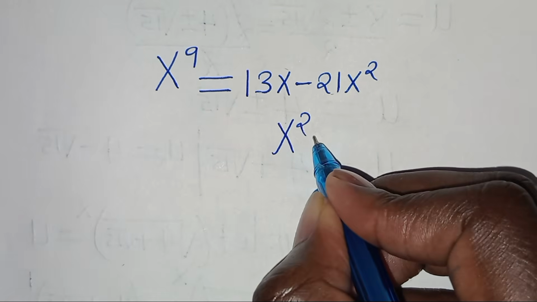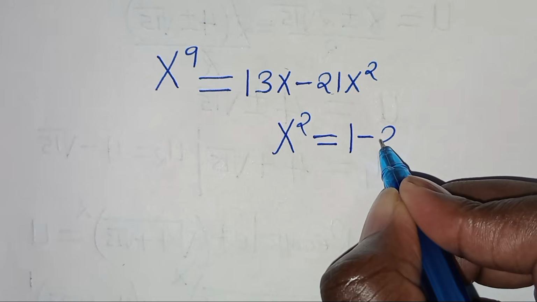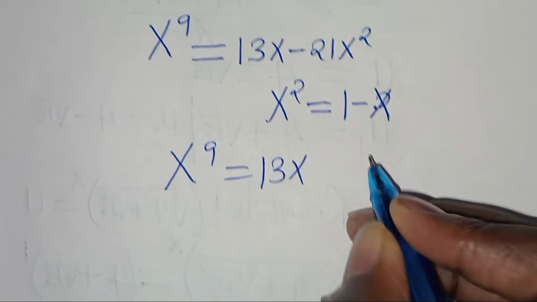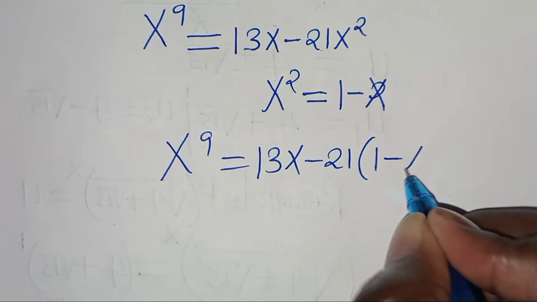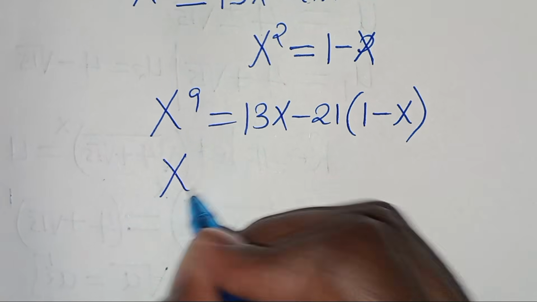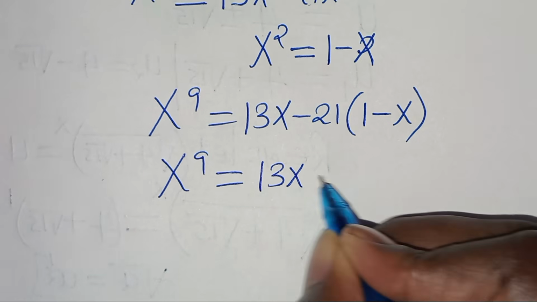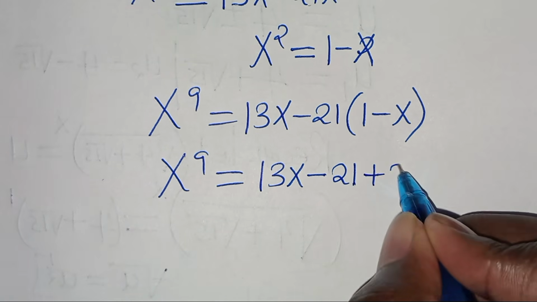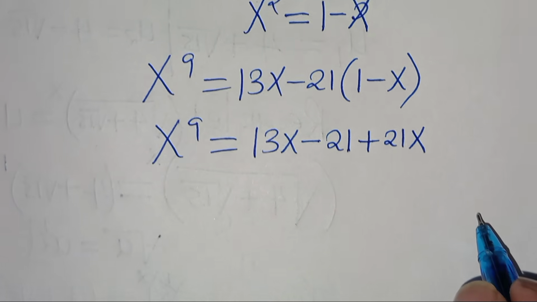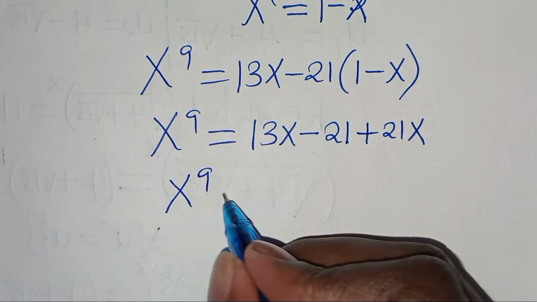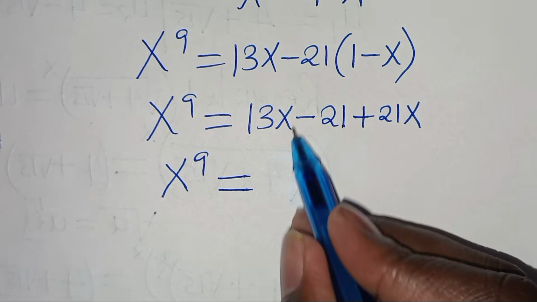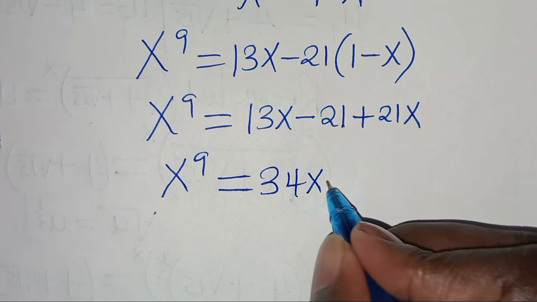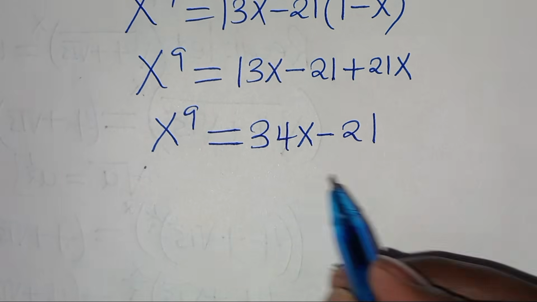X to the power of 2, this is what we have in equation 2, which is 1 minus x. Let's substitute this. So x to the power of 9, this is equal to 13x minus 21 multiplied by 1 minus x. So x to the power of 9, this is equal to 13x. Subtract 21 times 1, this is 21. Then minus 21 times minus x, this is plus 21x. So we have x to the power of 9, this is equal to 13x plus 21x, and this is equal to 34x minus 21.